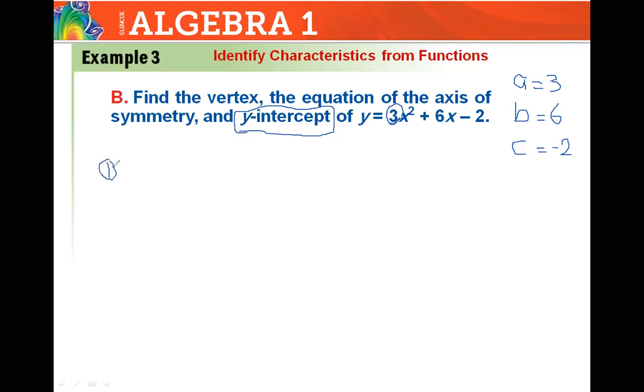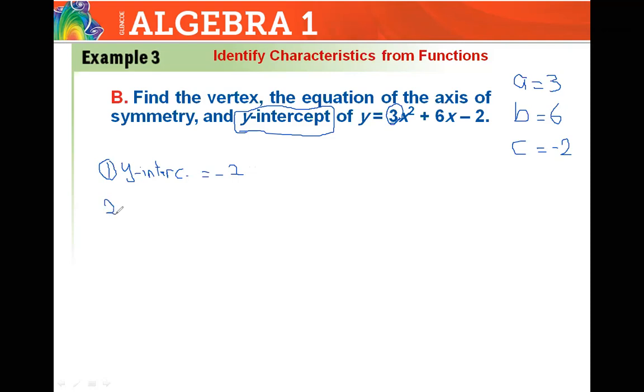The y-intercept is only the value of the constant. The constant, or c, equals what? Negative 2. So this is the y-intercept. The y-intercept is the value of the constant, the value of c, so it's negative 2 directly. This is number 1.